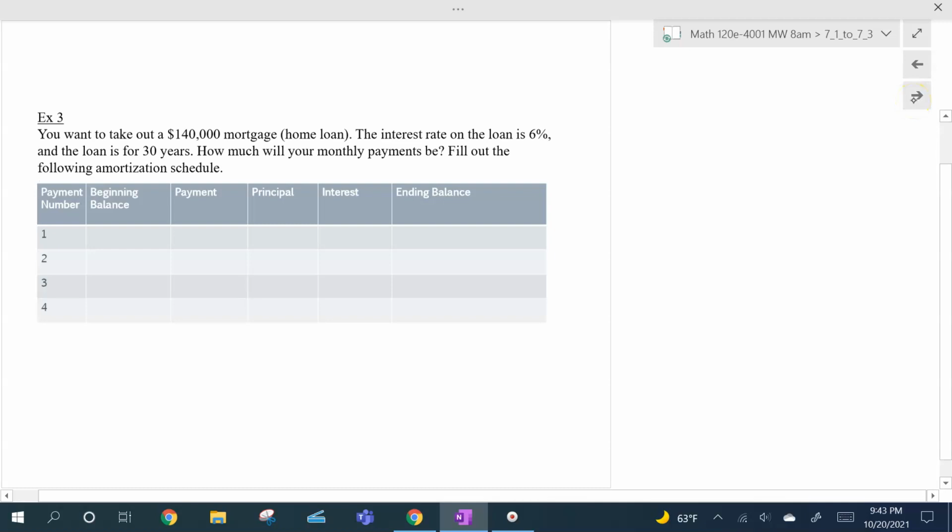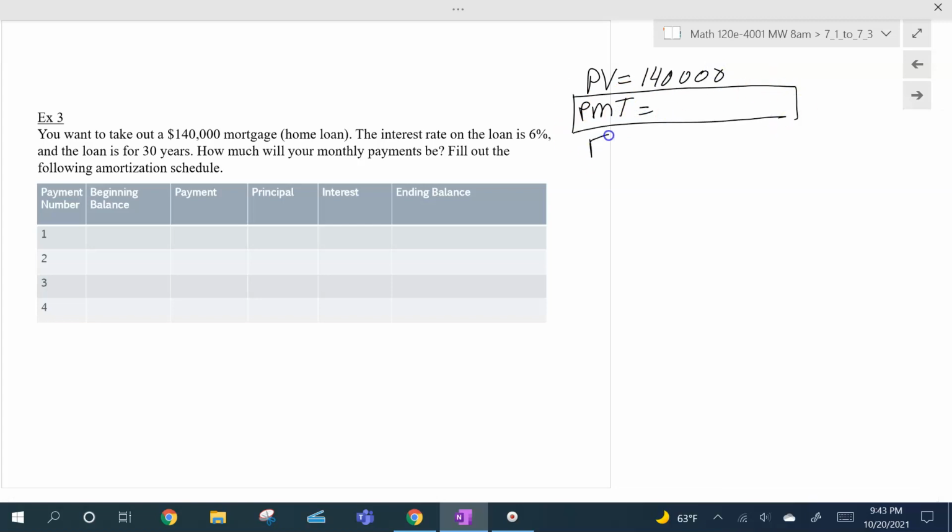All right, let's do an amortization schedule. So you want to take out a $140,000 mortgage. So that's our loan, okay? The interest rate on the loan looks like 6% for 30 years. So let's figure out the monthly payment first of all. The present value is a $140,000 loan. What's our payment going to be? The future value of the loan after we make all of those payments is going to be 0. This is a 6% rate, and we're doing this for 30 years. So 30 times 12, 360.